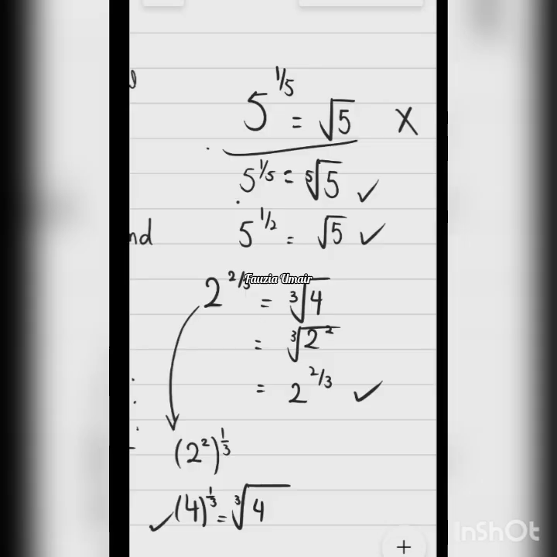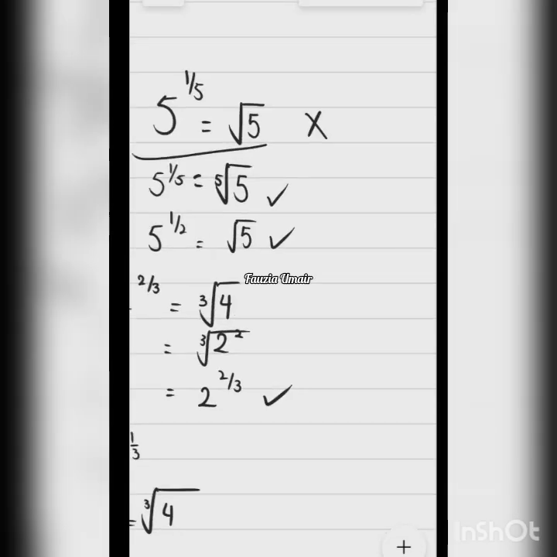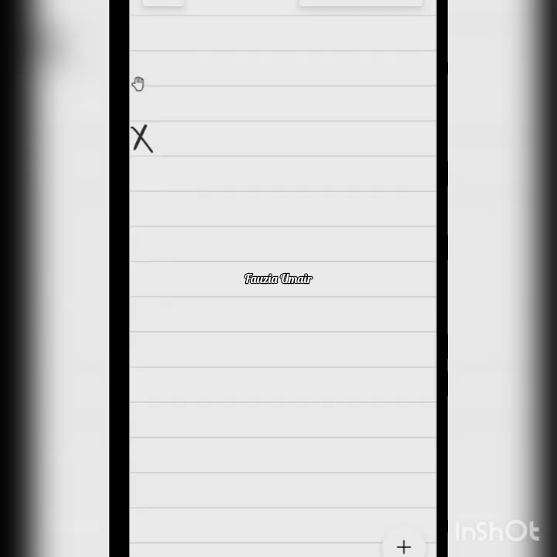So let's quickly discuss the laws, or properties you can say, properties of radicals. It's just like when you deal with decimals, they have their own laws. How can you add two decimals? How can you subtract them? How can you divide or multiply them? So same is the case with fractions. Fractions have their own laws or properties.